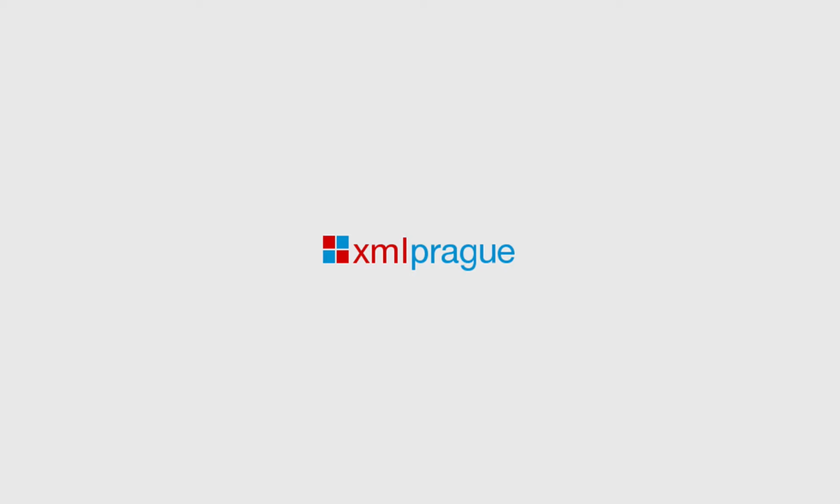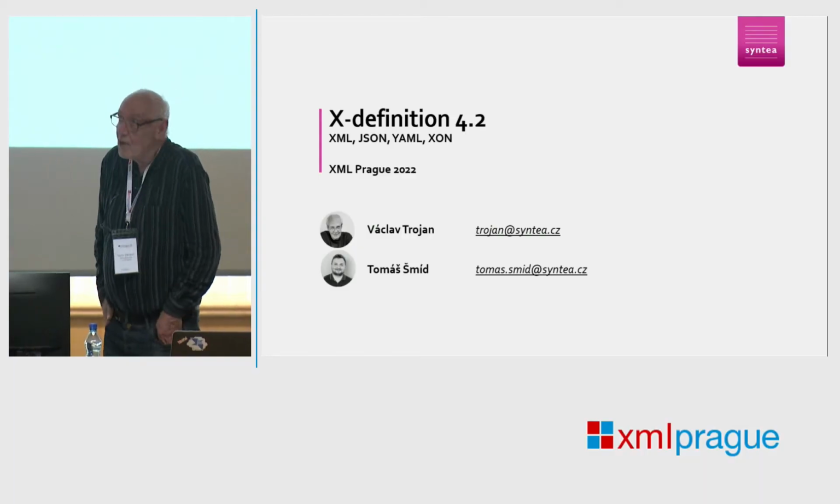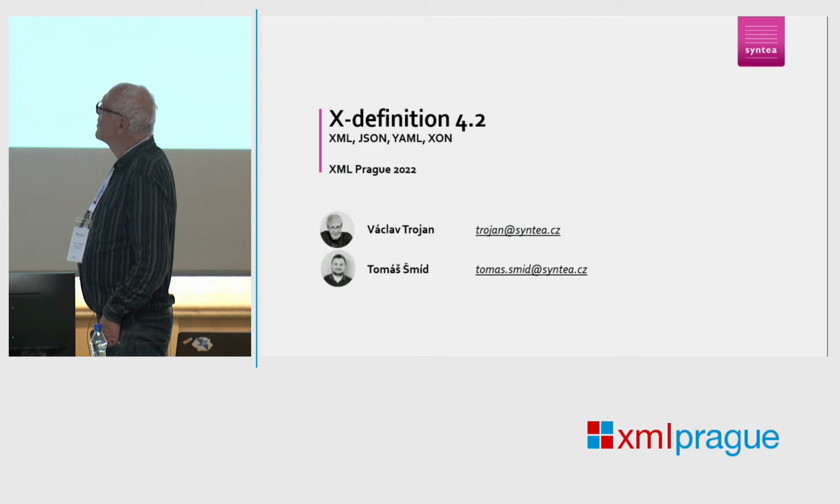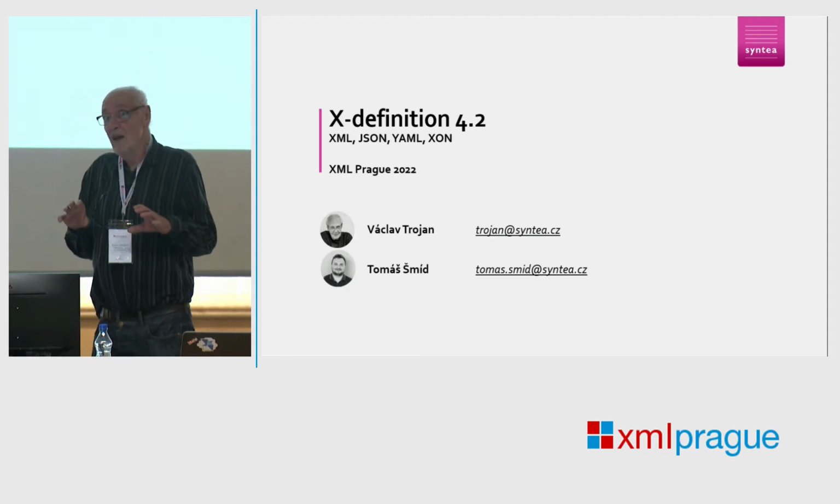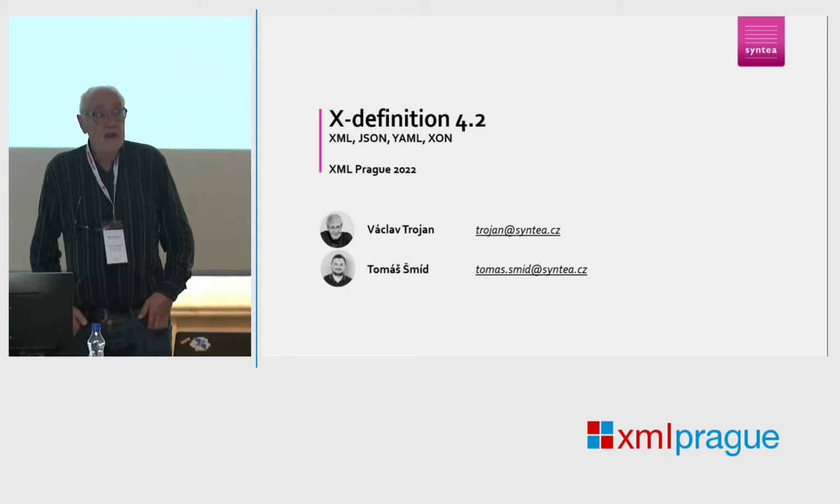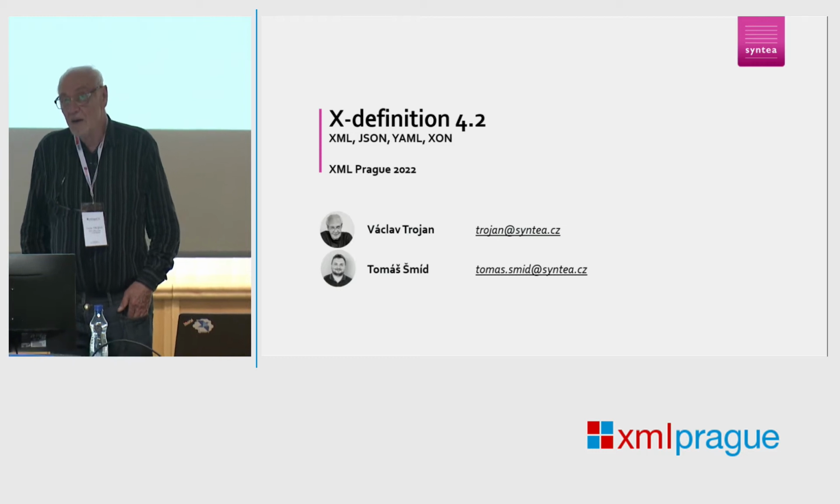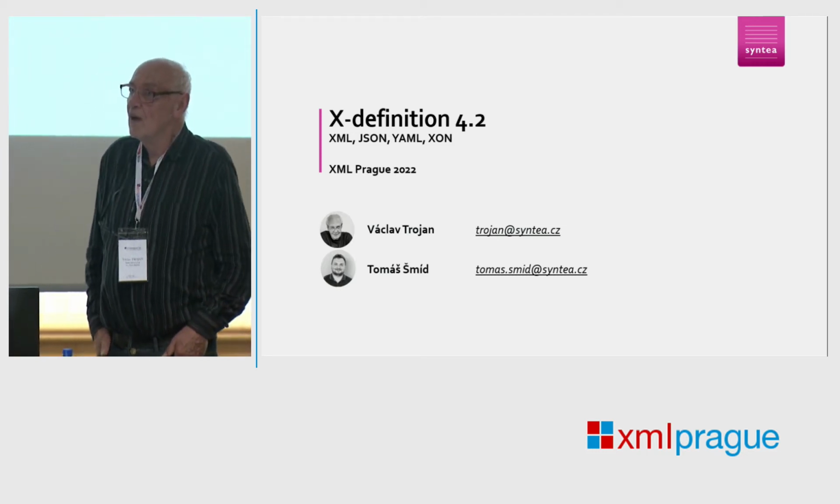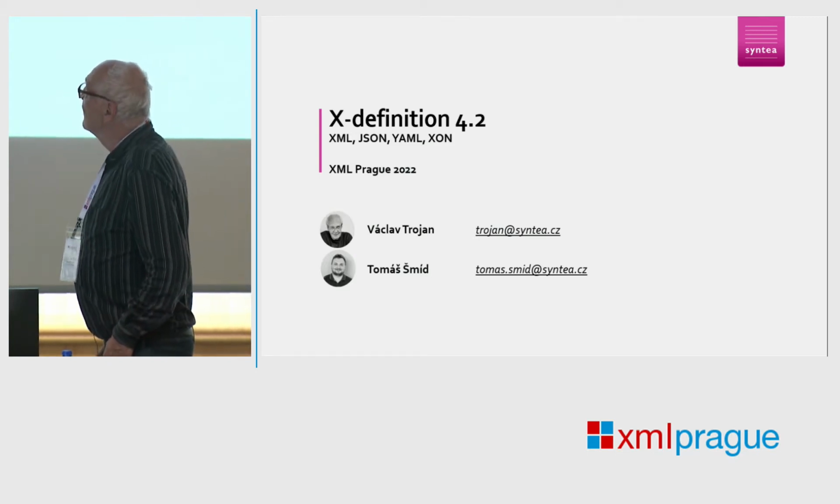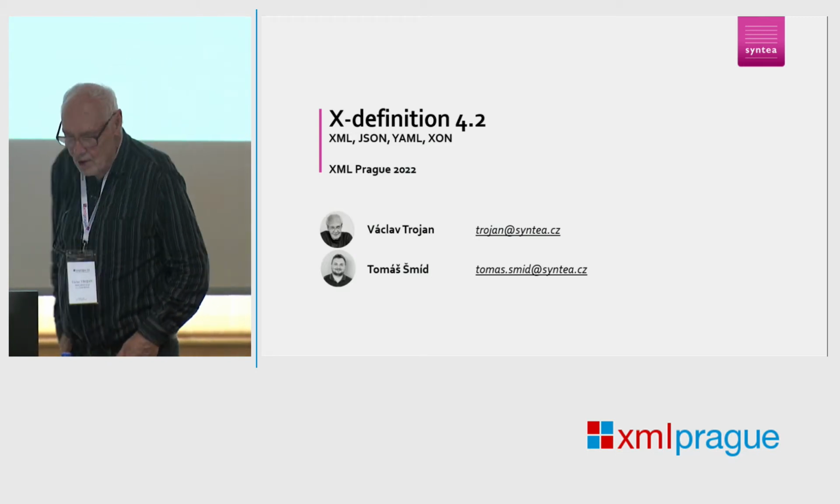The X-Definition in the new version 4.2 for processing and converting of XML to JSON, JSON to XML, XML to YAML, YAML to XML, and we will present shortly the special form of recording of data, which we call XON, X-Definition Object Notation.